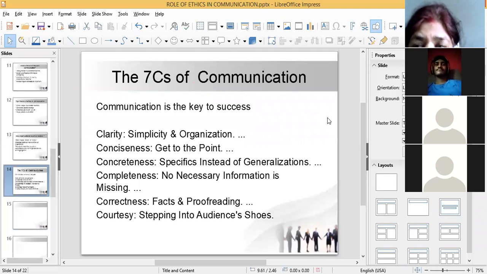Conciseness. Do not delay, come to the point, be short, keep it simple. Concreteness, there has to be something concrete, not anything in the air, something which has weight. Completeness, it means no necessary information should be missing. Correctness, facts and proofreading, whatever you are speaking should be correct. Proofreading your thoughts is a must. And courtesy, stepping into the audience's shoes. It means behave, speak in a way in which you want to be spoken to, the way you want to be dealt with. Do unto others as you would do to yourself.